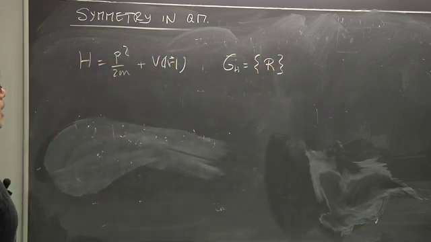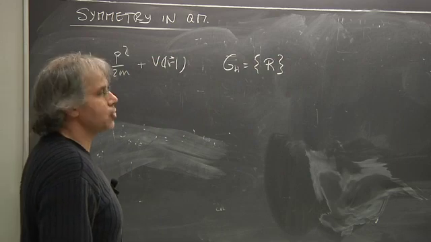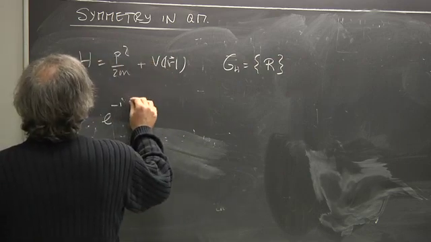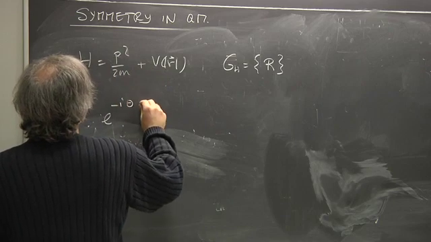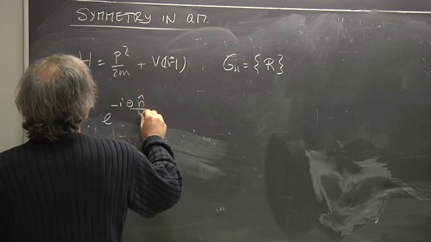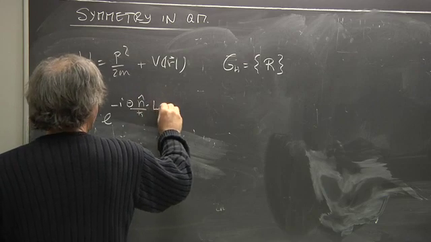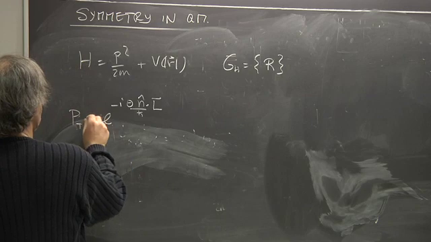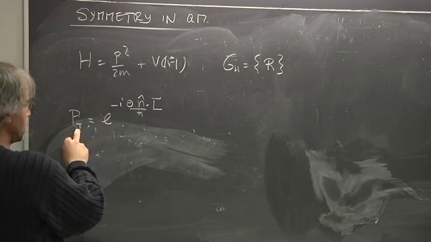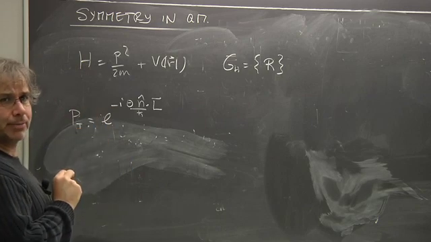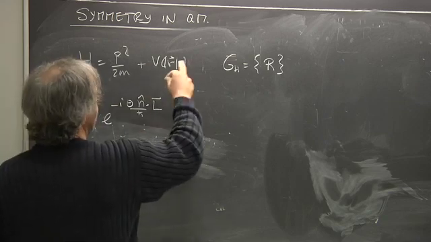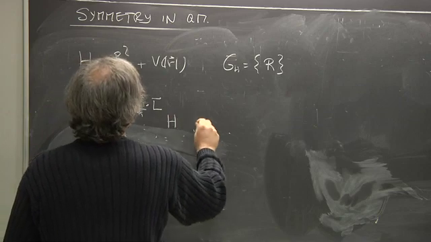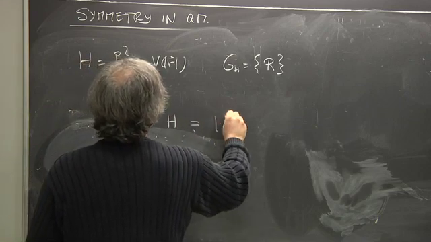All right. Now I said the group of all rotations, for instance, any rotation like e to the minus i theta n over h bar dot L. This is the U corresponding to the rotation. This must commute with the Hamiltonian because the Hamiltonian is invariant. All right? So I know that this object is equal to this.